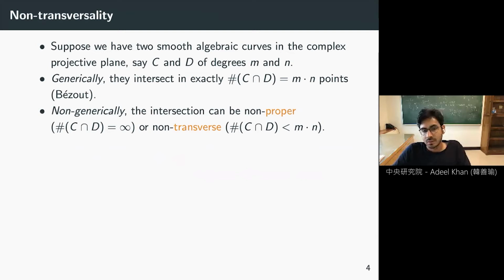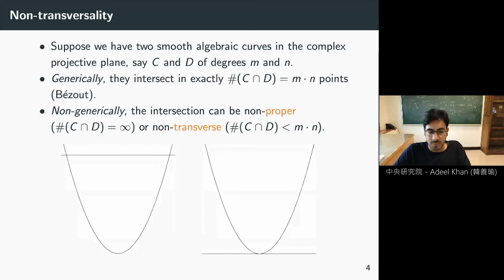However, non-generically, the intersection can degenerate poorly. So it could become non-proper, or it can become non-transverse. For example, in this picture, we have a degree 2 curve and a degree 1 curve, and we degenerate the line into a non-transverse situation. So we start with 2 intersection points, and we end up with only 1 intersection point, just by deforming the line a little bit. So this is a very basic example of non-transversality.